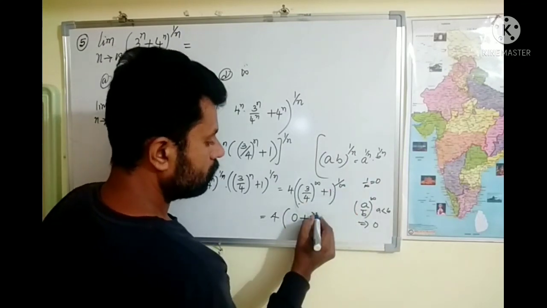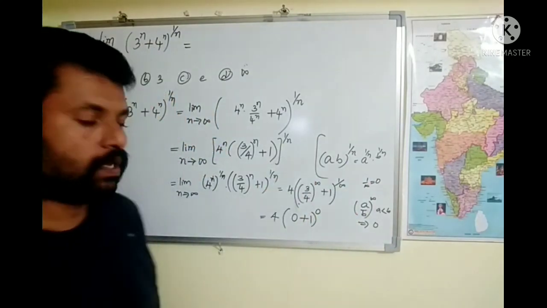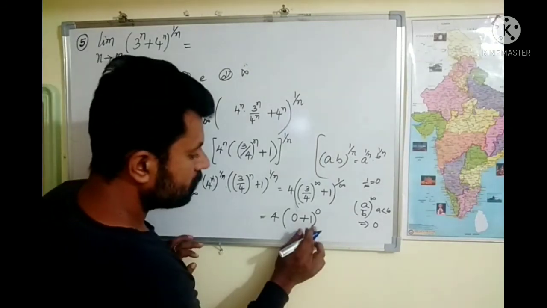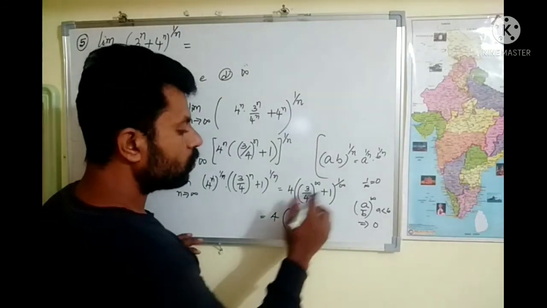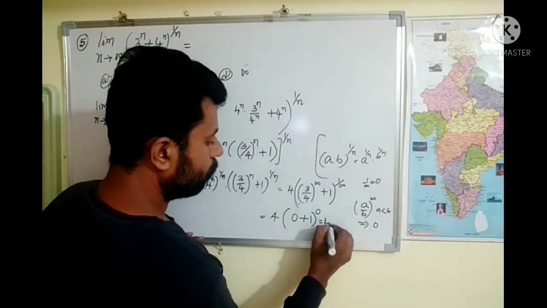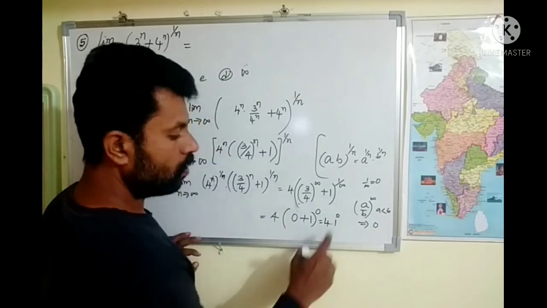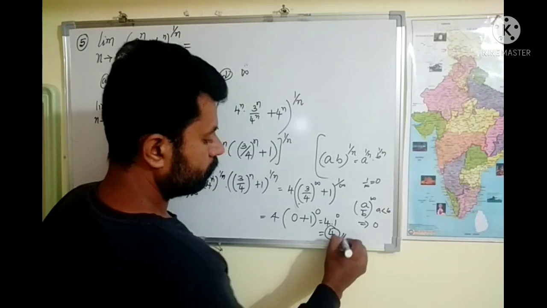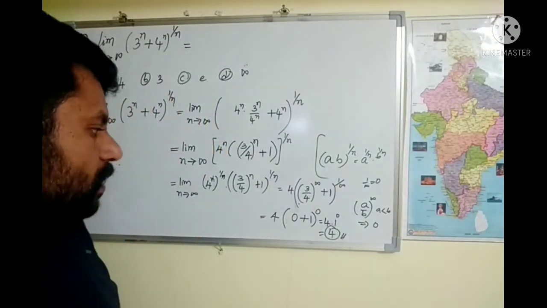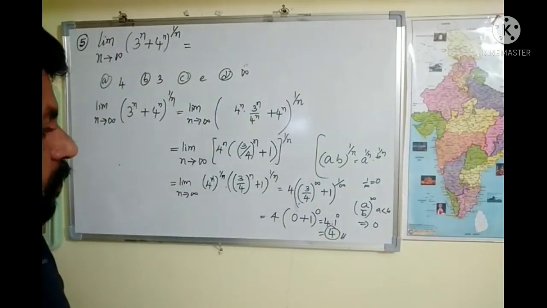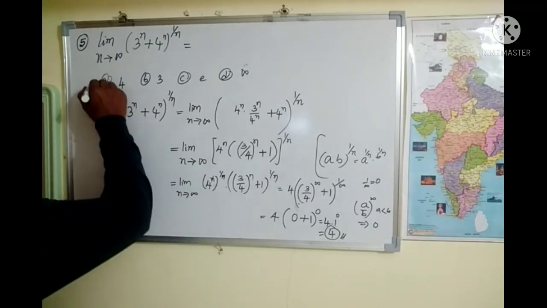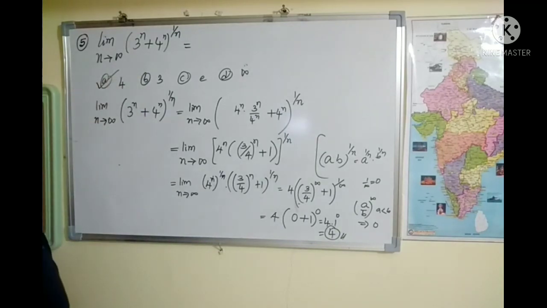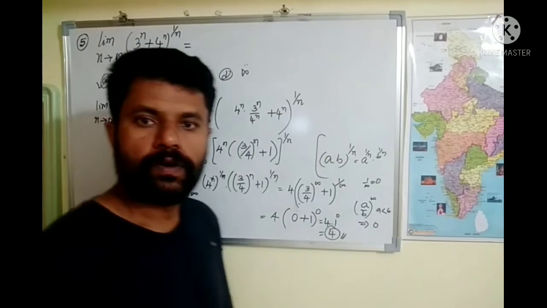Now substitute, the result is 0. Now 0 plus 1 is 1, 1 to the power 0. Here 4 into 1 to the power 0 is 1, 1 into 4 equals 4. 4 is the required solution for this limit function. Now here option A is the correct option. Okay, thank you.